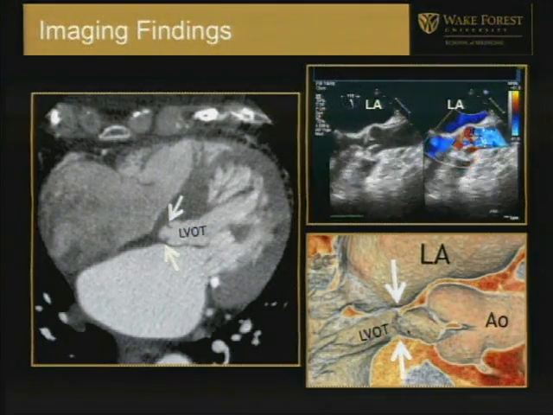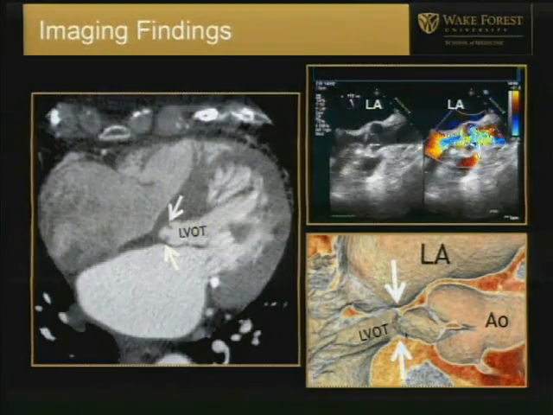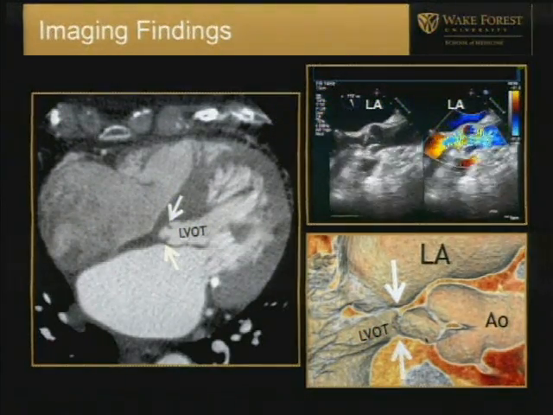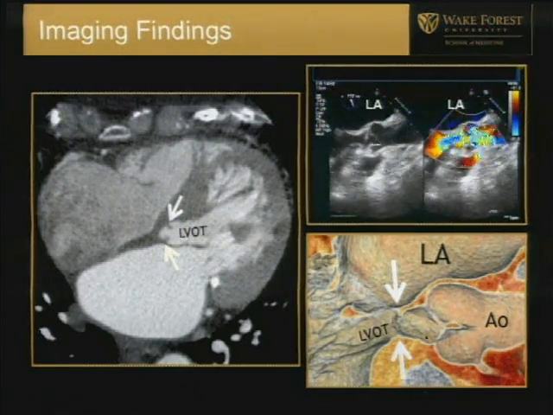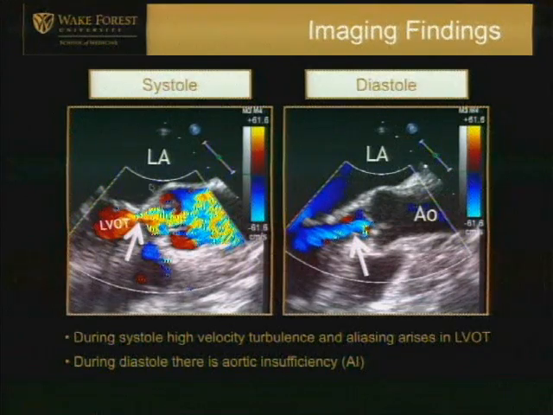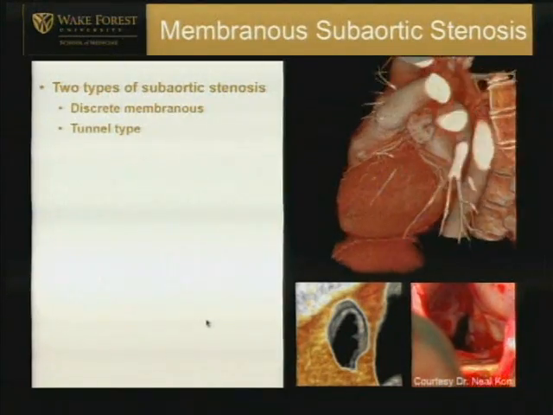And this is the left ventricular outflow tract again. If you look, you can see a ridge of tissue here, which is a fibromuscular membrane, just below the level of the aortic annulus, about a centimeter below. So just to review those echo images again, during systole, you've got the high velocity jet with turbulence and aliasing emanating in the left ventricular outflow tract instead of at the level of the valve itself, and the insufficient jet during diastole. So the diagnosis was one of membranous subaortic stenosis.